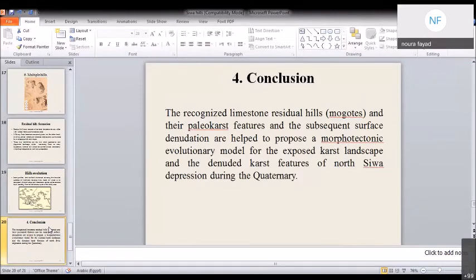Conclusion. The recognized limestone residual hills, and the paleokarst feature and the subsequent surface erosion help to propose a morphotectonic evolution model for the exposed karst landscape and the domed karst feature of North Siwa depression during the Quaternary. Thank you for listening, and I hope my presentation is clear, and I am ready now for any question.